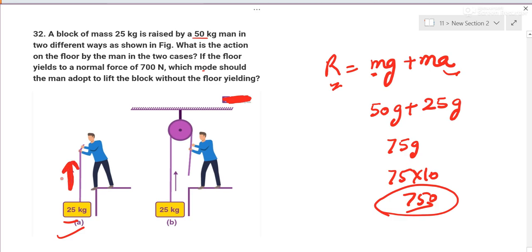So in this case, your reaction force would be more than the weight. So mg plus the other factor, and the second acceleration is also g here. No acceleration is given. So you can take the man's weight into g and the weight of the block into g.